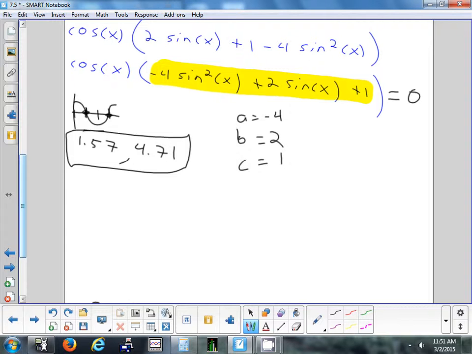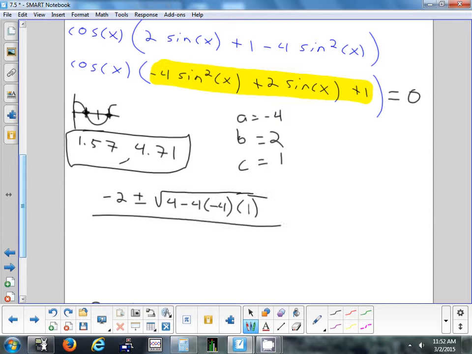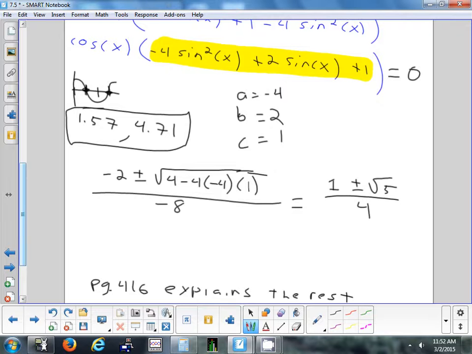Okay, so we get negative b, plus or minus the square root of b squared minus 4 times a times c, all over 2a. This part we'll go through quickly. It turns out if you simplify that whole thing, you're going to get 1 plus or minus the square root of 5 over 4. That's what sine x equals. I'll leave all the simplifying and multiplying for you.